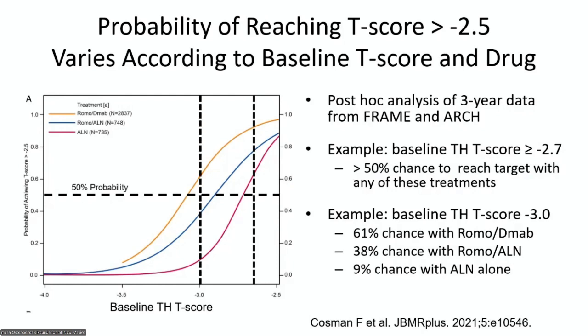But what if the baseline t-score is -3.0? Here, we have a 61% chance of achieving this target t-score with Romo followed by DMAB, but only a 9% chance with alendronate alone. So perhaps starting with alendronate is not such a good idea if you believe it's worthwhile to get up to a t-score of greater than -2.5. And analyses such as this could be done for other drugs from other studies, all of which might give us more information about how to choose initial therapy.